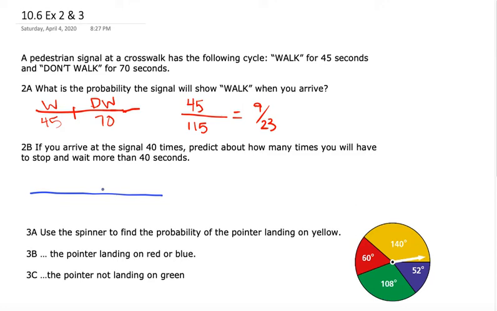I'm going to draw the walk on this side for 45 seconds. And then here's my don't walk for 70 seconds. And how long would I have to wait for more than 40 seconds? Well, if I have 40 seconds in here, and anything more than that would be 30 seconds, then I'm going to have 30 out of 115.